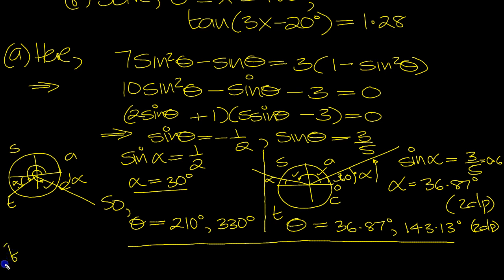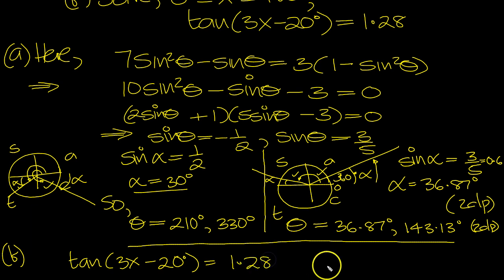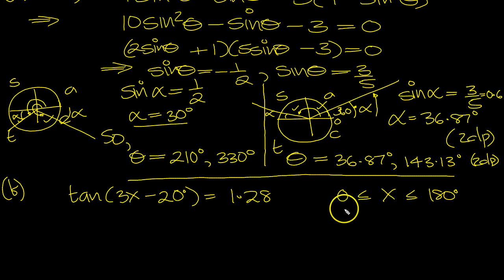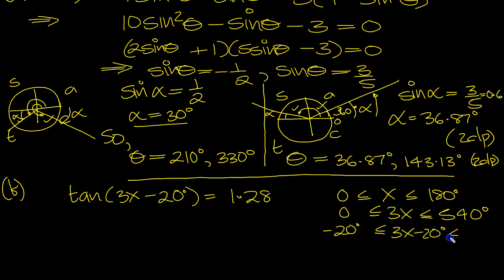Part B. Now we've got this equation here, tan of 3x minus 20 degrees is equal to 1.28. We need to solve between 0 and 180, don't we? So triple that to 3x, because we've got 3x here, we get 0 is less than or equal to 3x. Triple all the way through, 3 18s are 54, so that's 540. 3x minus 20 is the angle in question. Take 20 here is 520. So we're looking for solutions for this angle in this range.